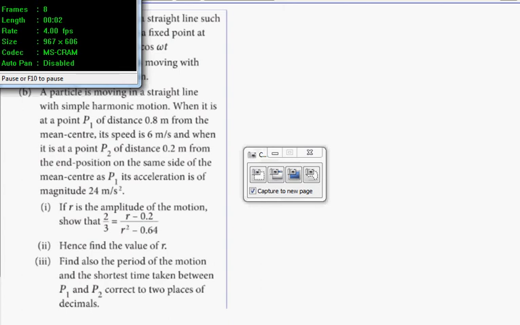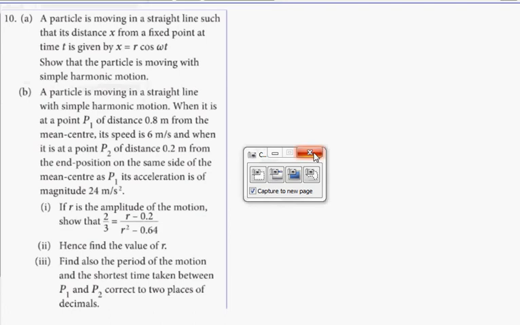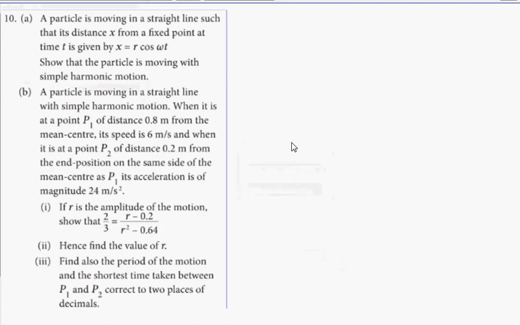Okay guys, so this question here is question 10 on 10C. A particle moving in a straight line such that its distance x from a fixed point at time t is given by x equals r cos omega t. Show that the particle moves in simple harmonic motion. Do you want me to do one more of these, or are you very happy that you can differentiate twice and show that it's in the opposite direction? One more. Okay. So one more.